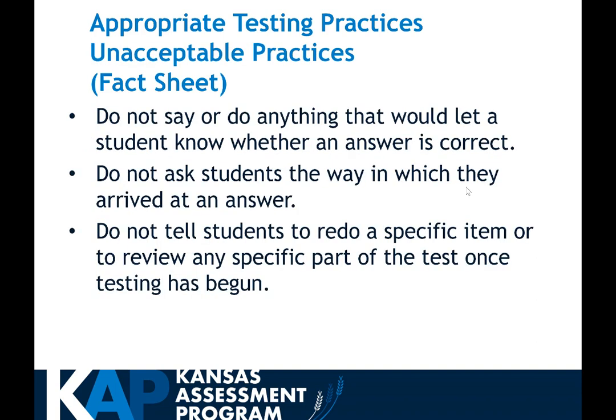The following items are explained on the Appropriate Testing Practices fact sheet under Unacceptable Practices. You are not allowed to say or do anything that would let a student know if their answer is correct or incorrect. You cannot ask a student how they got to a certain answer on their test or why they selected that answer. You are not allowed to tell students to redo or go back and review any items once the test has begun.